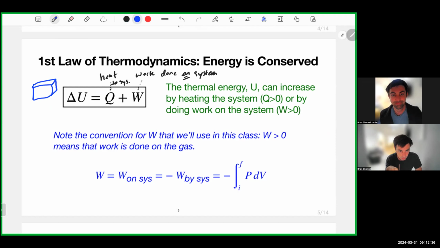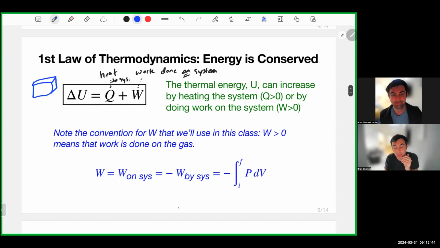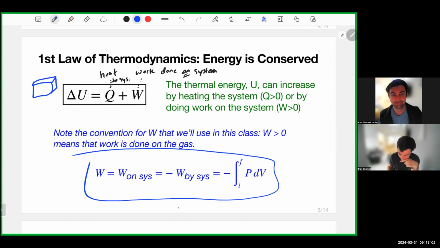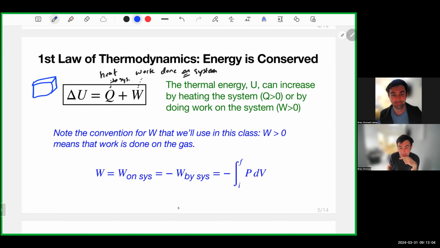So keep in mind that our W is work done on the system. The first law looks like this instead of Q minus W. Other books will call W the work done by the system, which is off by a minus sign. So this integral of P dV is the work done by the system on its environment. So you need this extra minus sign for the W as we know it. So the work done on the system is minus the integral of P dV.